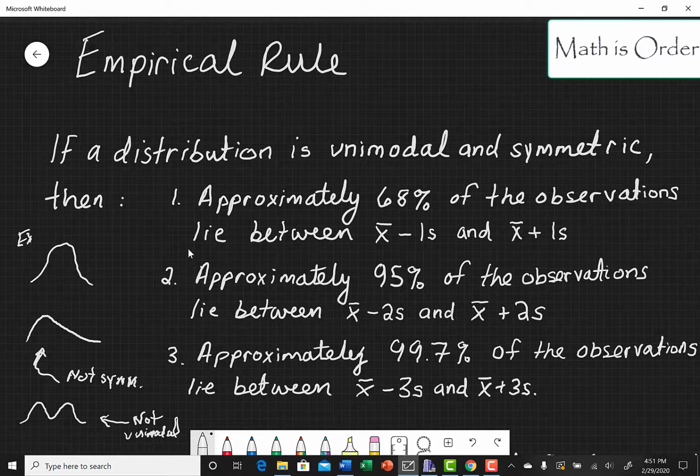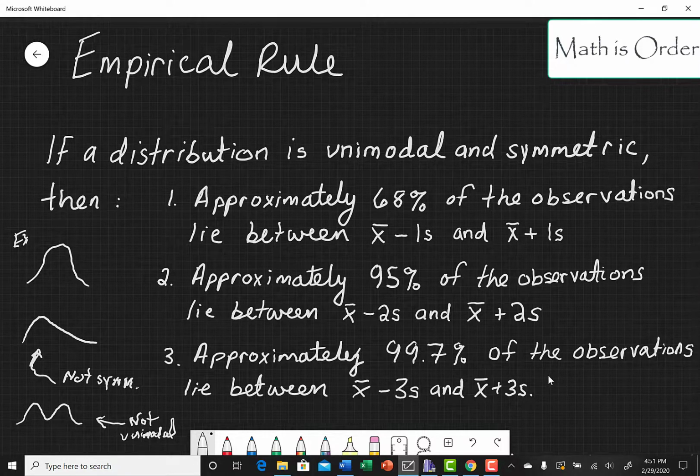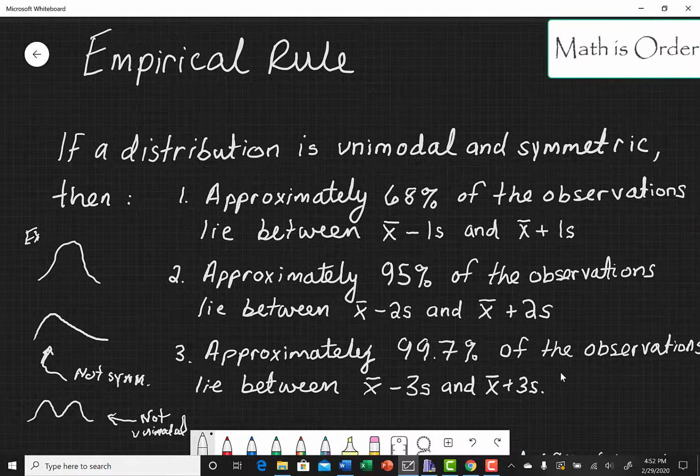Now, when you have a unimodal and symmetric curve or distribution, approximately 68% of the observations lie within one standard deviation of the mean. Approximately 95% of the observations lie within two standard deviations of the mean. And approximately 99.7% of the observations lie within three standard deviations of the mean.